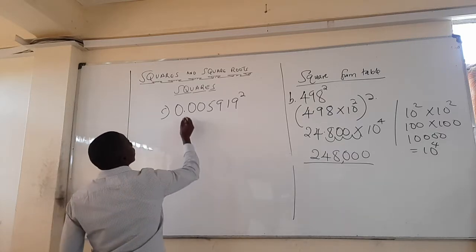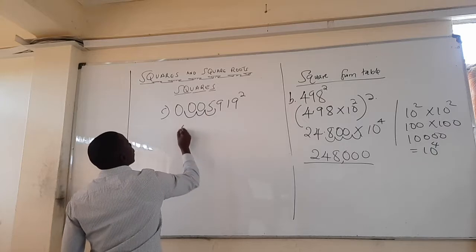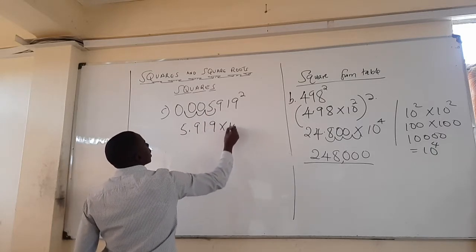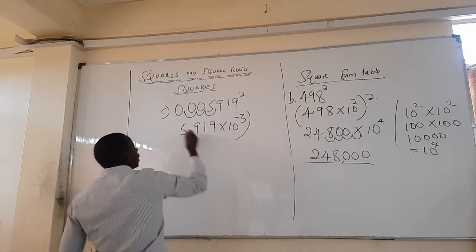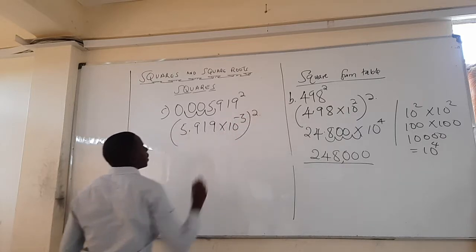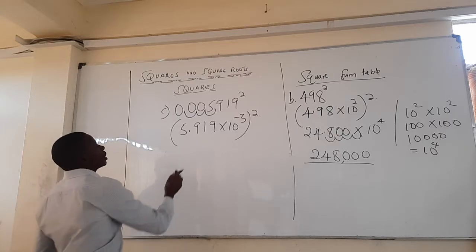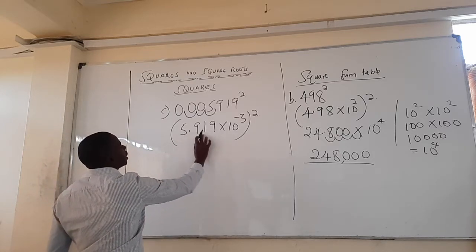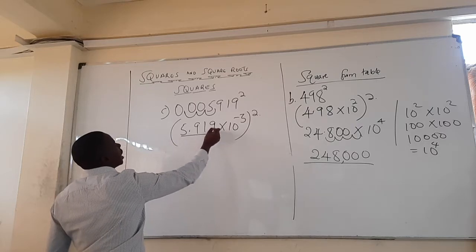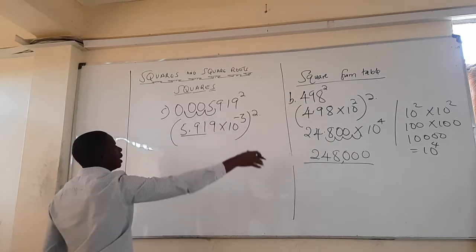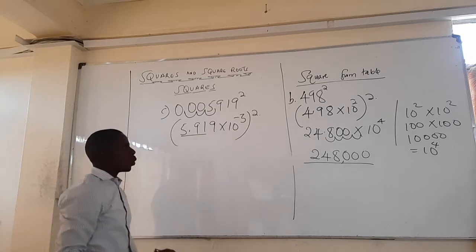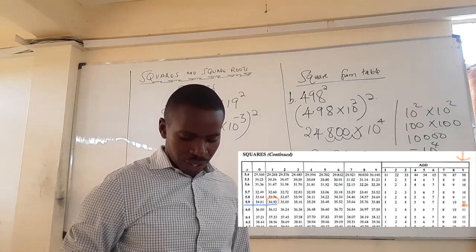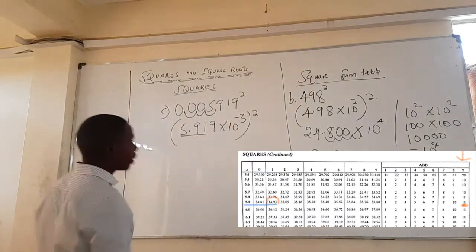So you're going to have 1, 2, 3, 5.919 times 10 power negative 3, and then we square everything. So we are going to read in our table 5.91, the first part, and then we add what corresponds to the column of 9 along that row. So for 5.91, I have 34.93.